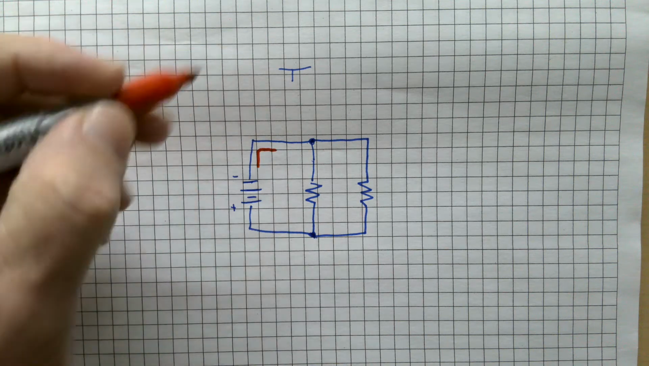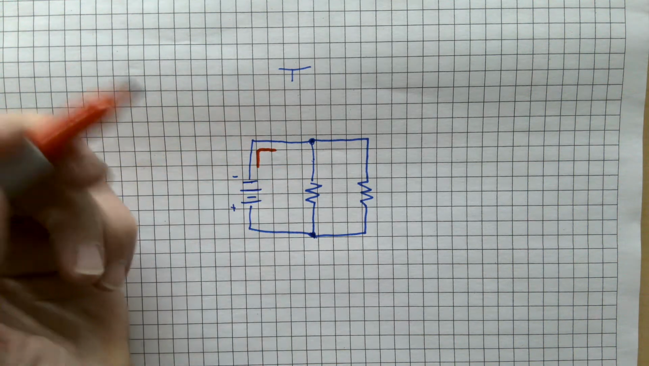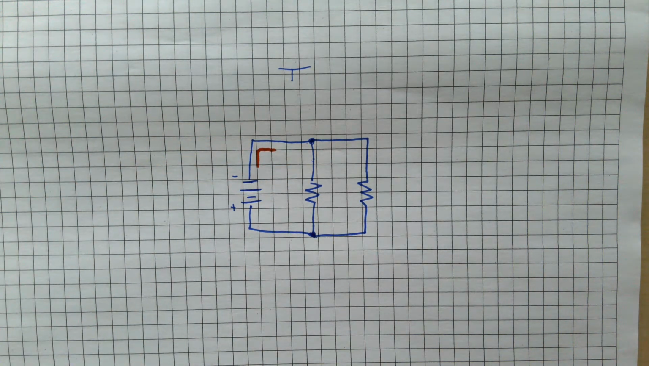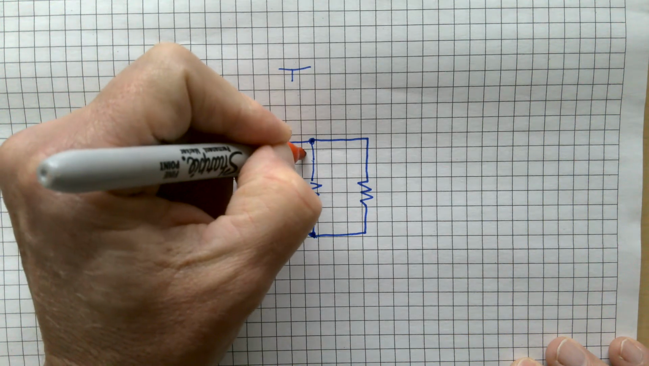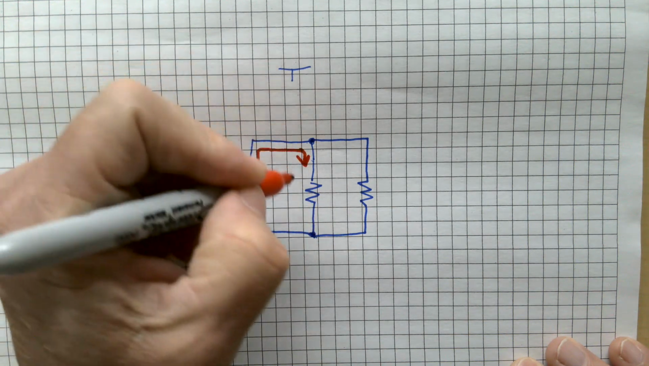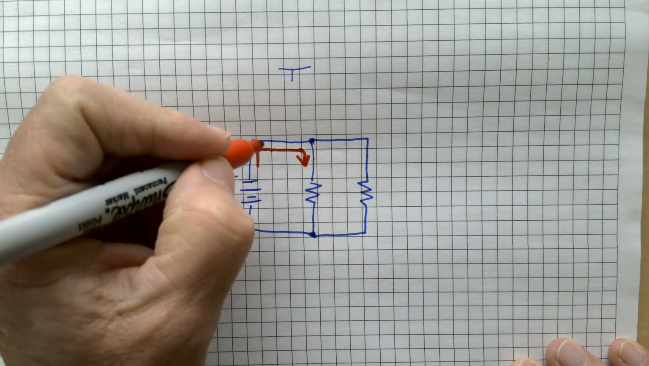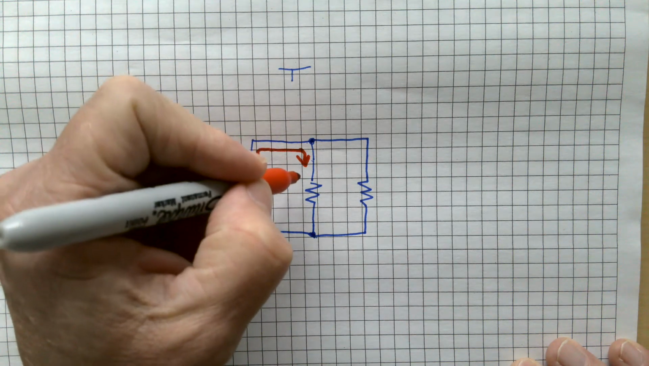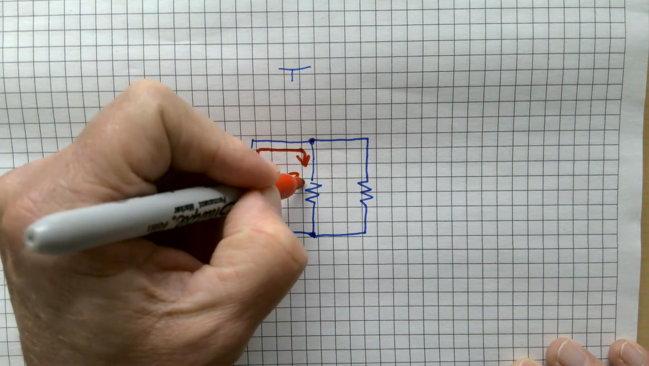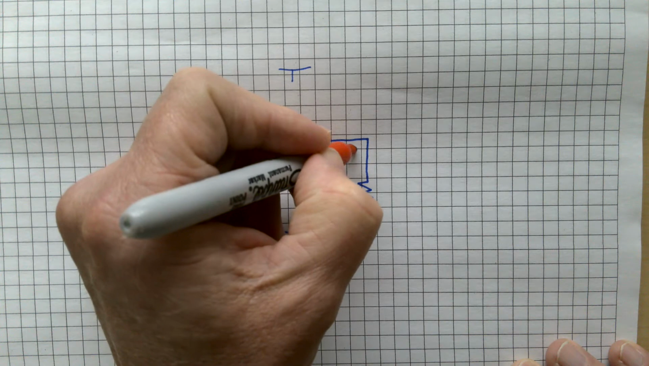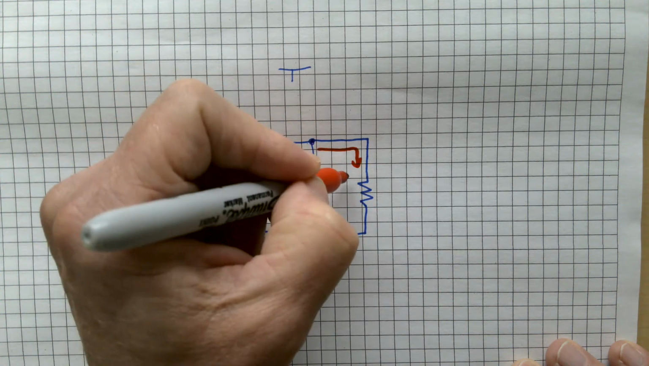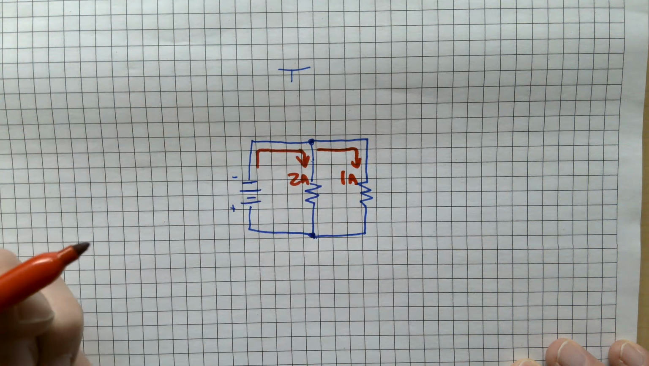And let's say we have these resistors, and we don't care what their value is yet, but these resistors are of different values. So as we have current going in this direction, some of it's going to go this way. Let's say that we have, I don't know, 2 amps going through this resistor. And some of it goes this way. Let's say that we have 1 amp going through this resistor.